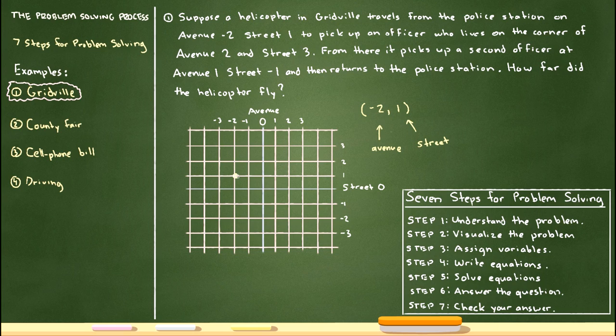Okay, so that's where the police station is, right? So it travels from the police station on avenue -2, street 1. So that's the police station. And then it moves to pick up an officer who lives on the corner of avenue 2 and street 1. Okay, so we have another point. Avenue 2, street 1. Now, could we mark that in our grid? Well, we want to move right 2 from the origin and up 1. Okay. So here we are.